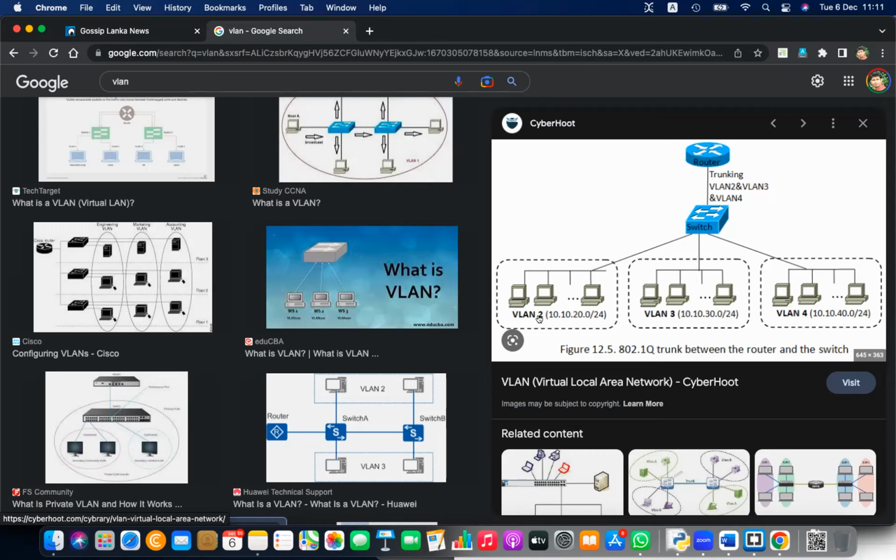The first 24 bits means the first 3 octets. In the first 3 octets you can see these are similar, 10.10, but here this is 20, here this is 30, here this is 40. That means it is actually 3 different networks. Regardless of the connections and flows, you need to connect them to a switch. You have a small switch here, another switch here, another switch here, and you are just connecting them to the main switch.